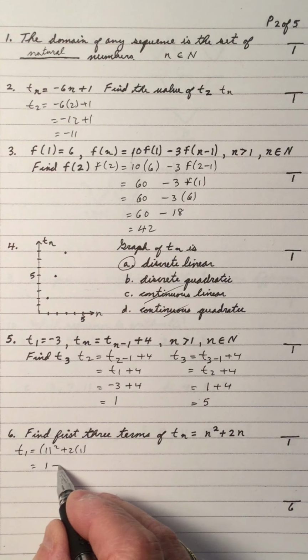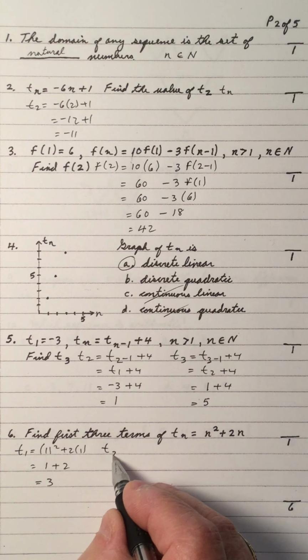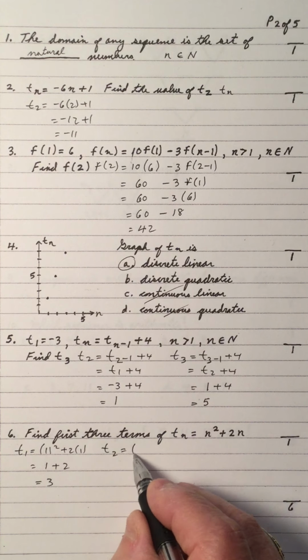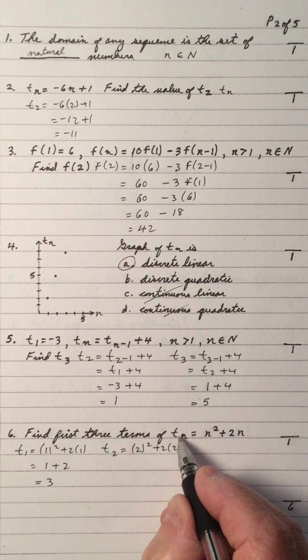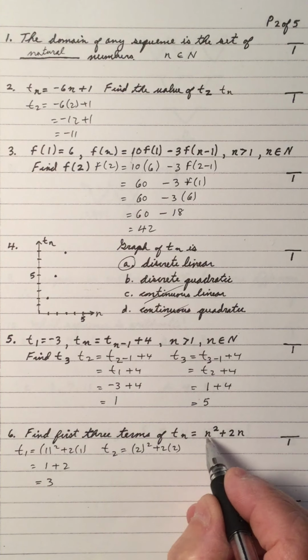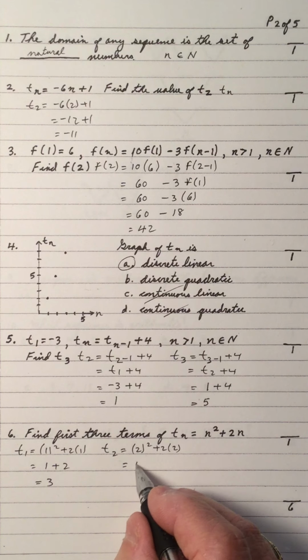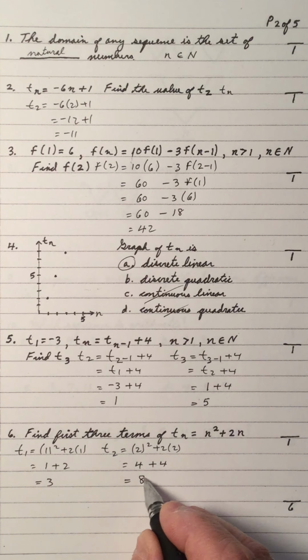1 squared is 1. 2 times 1 is 2. So we get a 3. Now we'll do T2, which is term 2. So we put a 2 in the place of n. So it's n squared plus 2n. So T2, n is 2, 2 here, 2 here. Work it out. We do the powers first, 4. Then we multiply to get 4. And we add to get 8.